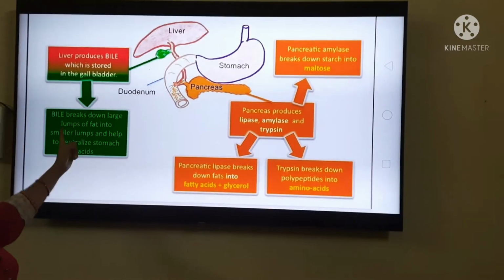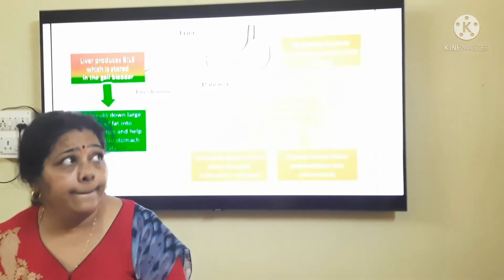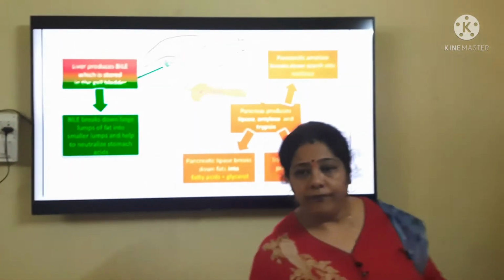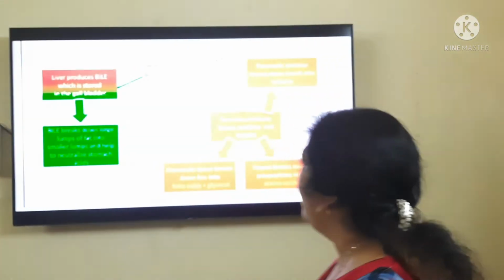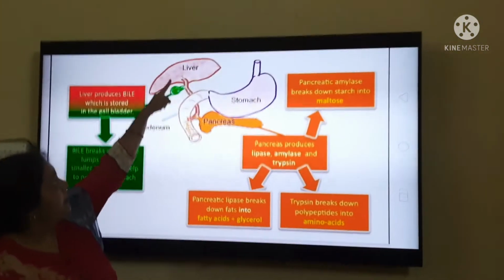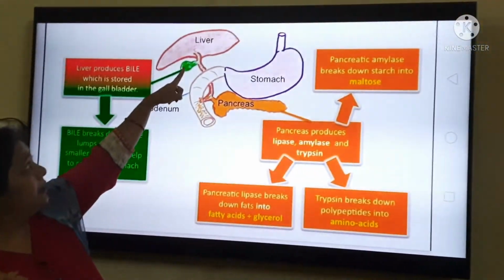Bile breaks down large lumps of fat into... yes, anyone? Anything you are saying? Where is the gallbladder located? See, the gallbladder is here. This is the gallbladder, near the liver. Okay, ma'am. This green colored.